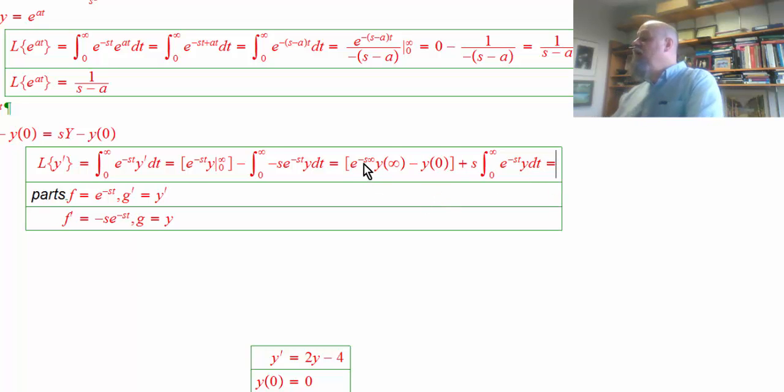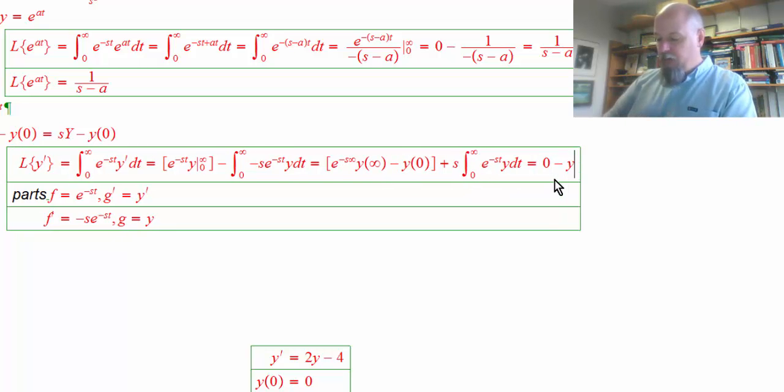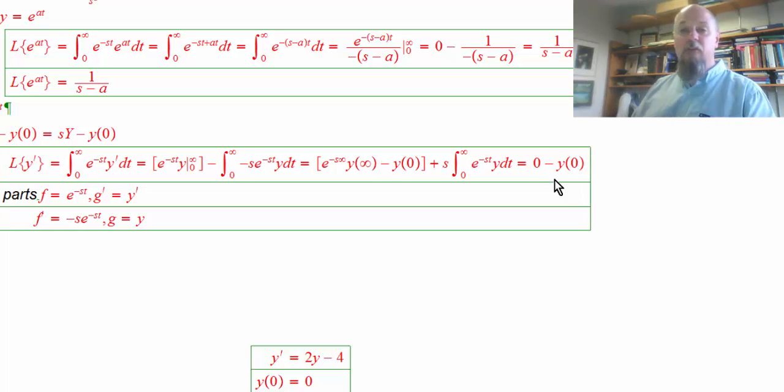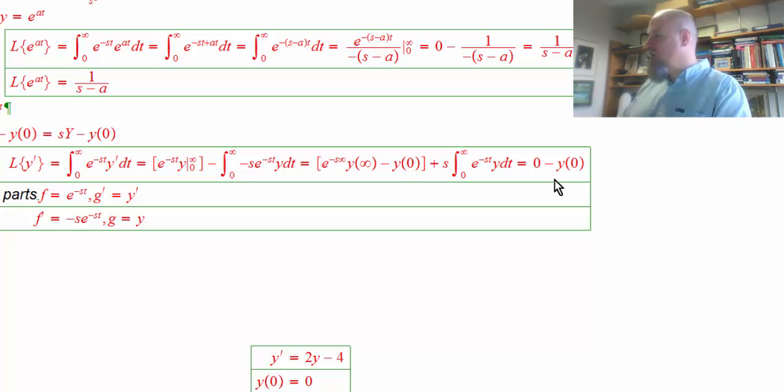Now, e to the minus s t at infinity and y at infinity. E to the minus s is going to be a stronger function, assuming that this y function is not an exponential of an exponential. So this whole piece becomes 0 when I substitute infinity in. So I get 0 minus, well, what's y of 0? Well, that's my initial condition. That's going to be given in the differential equation problem. That's y naught. That's the initial condition.